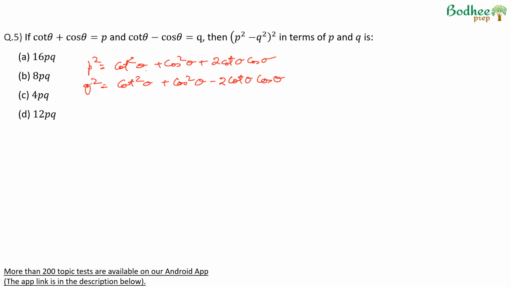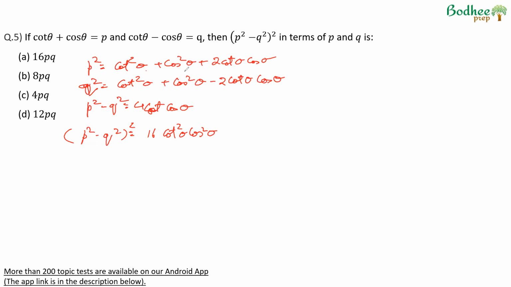If we find P square minus Q square, these two terms cancel out, and this becomes positive. We get 4 times cot theta cos theta. Therefore, P square minus Q square will be 4 cot theta cos theta. Squaring this, we'll get 16 times cot square theta into cos square theta. We have to write this in terms of P and Q.